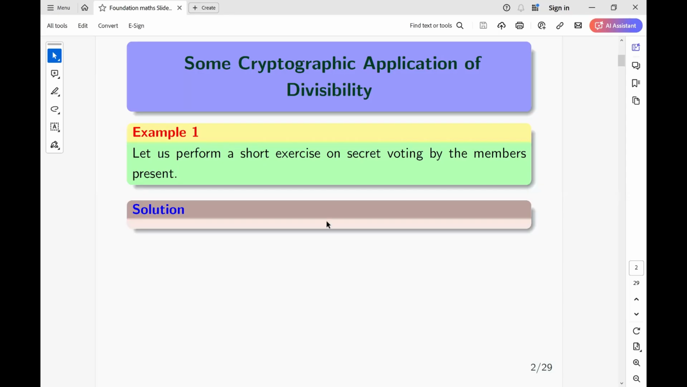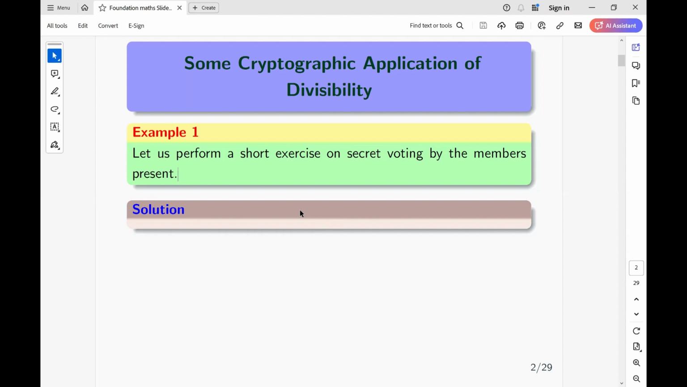I want us to try to see how to do secret voting. We have 5 of us here. I want us to try and see how we can implement the knowledge of divisibility on secret voting.